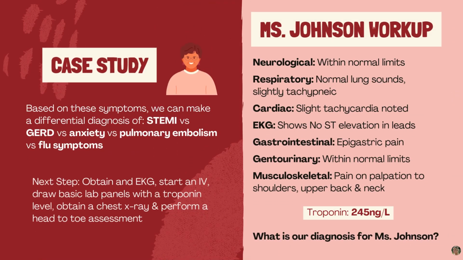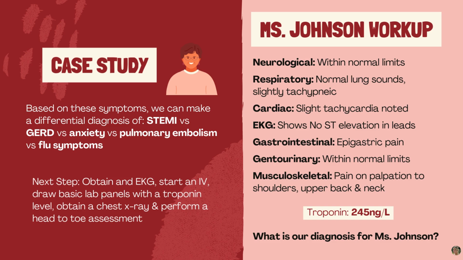Based on these symptoms, we can make a differential diagnosis of STEMI, GERD, anxiety, pulmonary embolism, or flu symptoms. She's presenting with just fatigue, not feeling well, that upper back pain, the soreness, and she's presenting with anxiety. So our first step is to obtain an EKG. We need to start an IV, draw basic lab panels and a troponin, get a chest x-ray, and perform a full head-to-toe assessment.